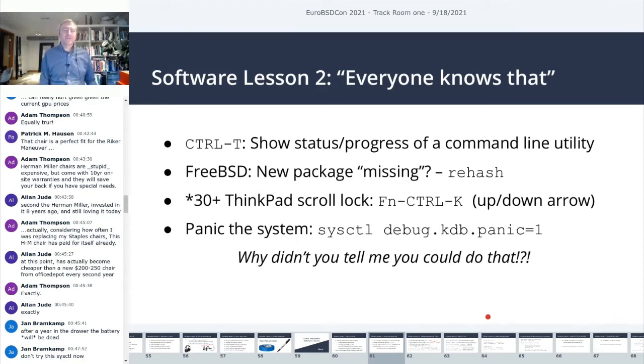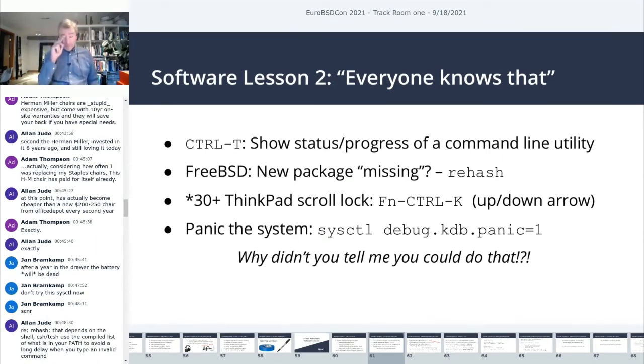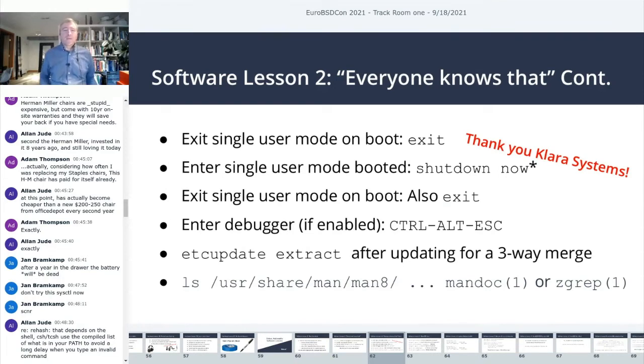Anyway, so you install a FreeBSD package. Type rehash if nothing's working. That's really helpful if you didn't know that. If you've got some later ThinkPads like the T480, Fn+Ctrl+K gives you the scroll back, because on the hardware console, that's still really useful. On FreeBSD, you can panic the system at will, which might be useful for testing, debugging, you name it. And why don't they tell you that? And if you hop into single user mode, it's not always intuitive. You just type exit. That's it.